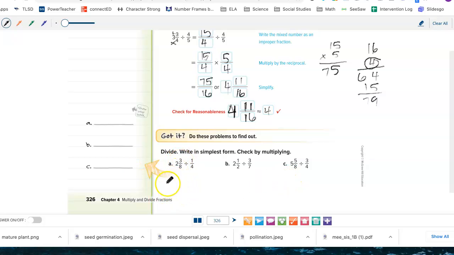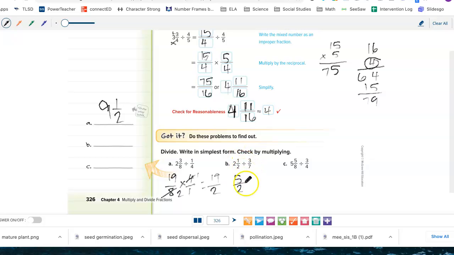So 16 plus 3 is 19/8. Keep, change, flip. I'll simplify before I multiply. I get 19/2. I need to turn that back into a mixed number, and I know 2 can go into 18 9 times, and I need to add 1 more to get to 19. So 9 1/2.